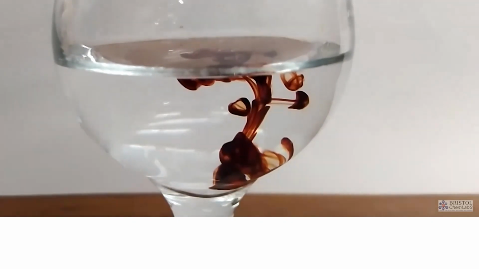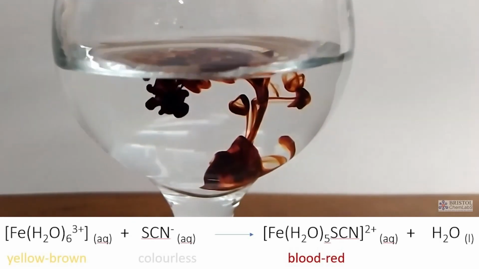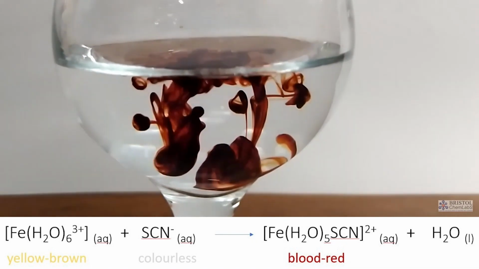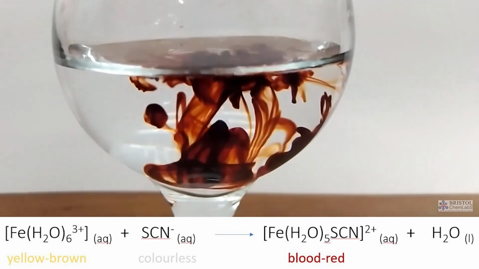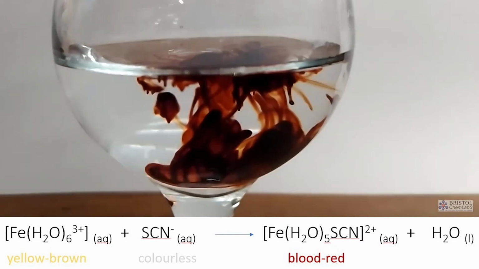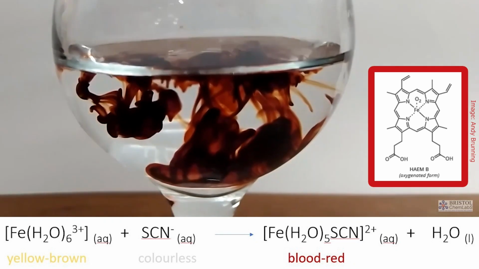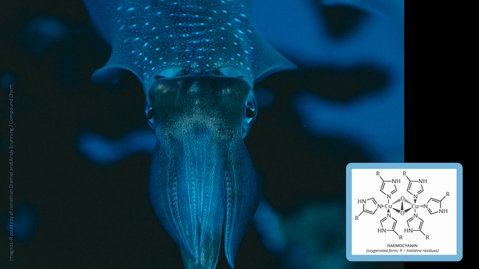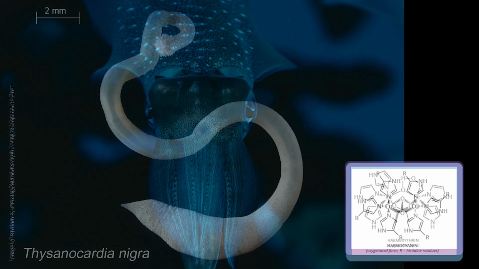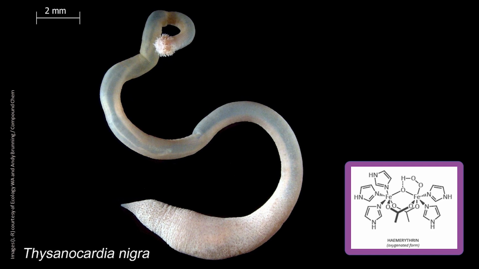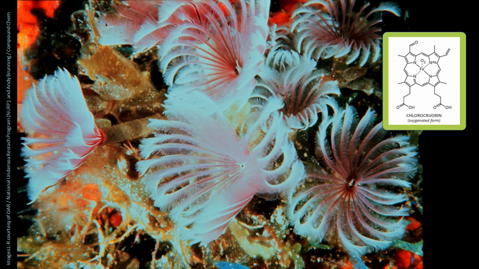Here we've created this blood effect using a simple ligand exchange reaction. Our iron 3 solution turns this blood red colour when we add thiocyanate ions. In the resulting product, we're mimicking the colour seen when the iron-containing haemoglobin, found in our red blood cells, binds with oxygen. Yet other animals have different coloured blood. Squid, for example, have blue oxygenated blood due to the copper-based complex hemocyanin. Peanut worms have purple oxygenated blood due to hemerythrin, whereas the feather duster worm has green blood due to chlorocruorin.